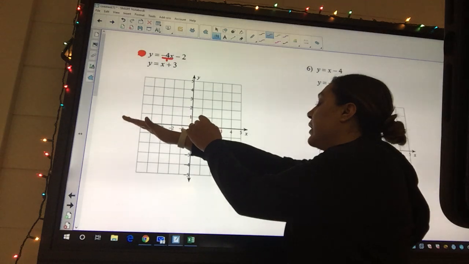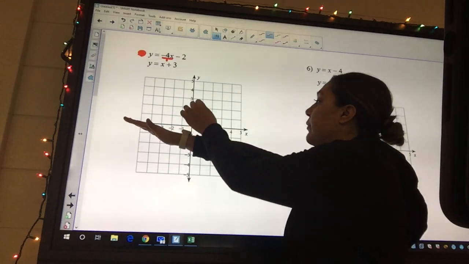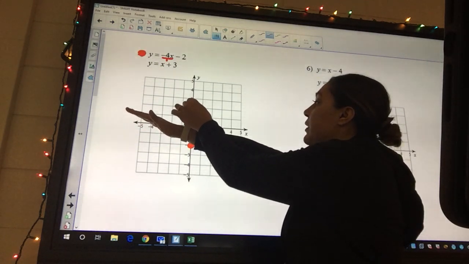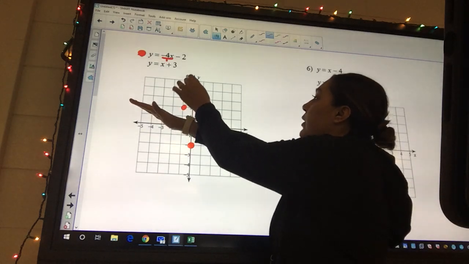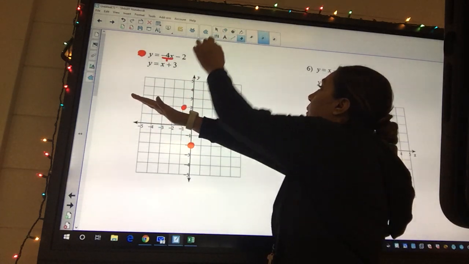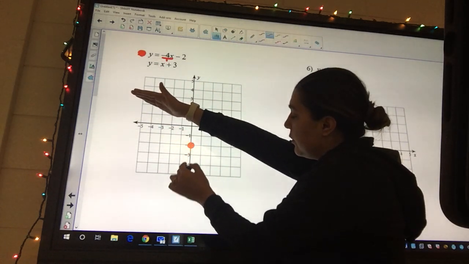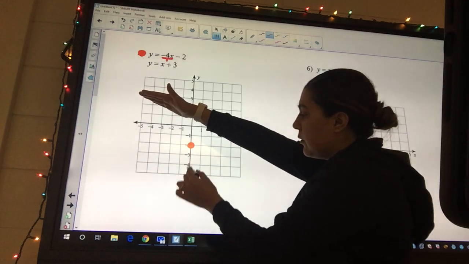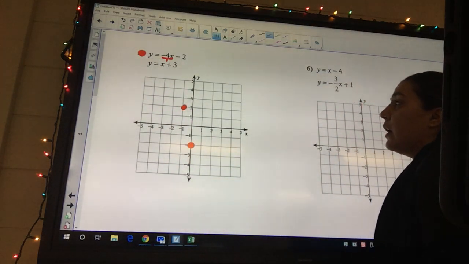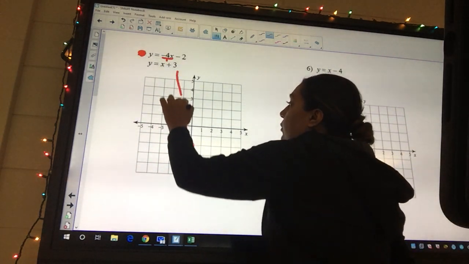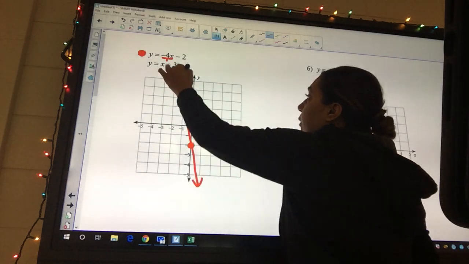Okay, so I check, see if I can go up 4, 1, 2, 3, 4, and over 1. We can see if we can do that again. 1, 2, 3, nope, I can't go up 4 anymore. Okay, what about down? 1, 2, 3, 4, 1, 2, 3, 4, can't. Okay, so I gotta use this one. I've graphed all the points I could, and I'm gonna go ahead and draw my line.